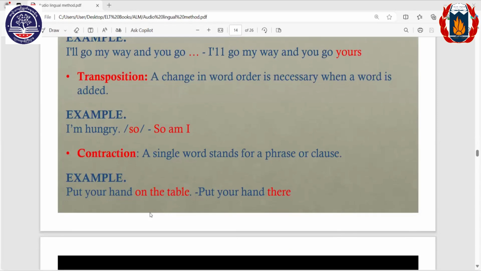The next one is contraction. Contraction, minimizing the words. For example, put your hand on the table. Instead of writing on the table, you can replace it with another word, like there. Put your hand there. Here, we need to think about the single word which stands for a phrase or clause.